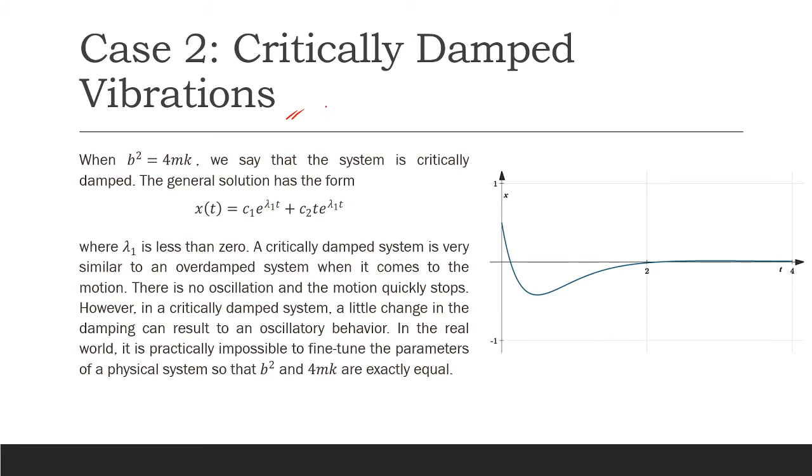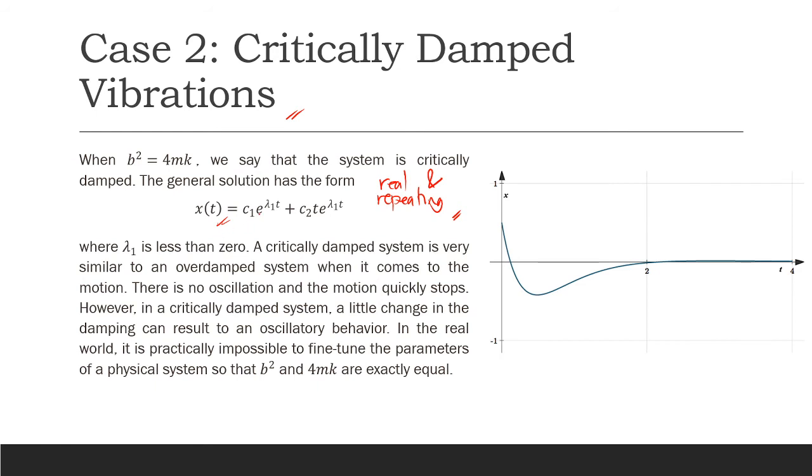When your vibrations are critically damped, this is when your B squared is equal to 4mk. In short, this is when your roots are real and repeating. This is also case 2 when we talk about second order linear differential equations. So your general solution is x of t is equal to C1 e raised to lambda 1 t plus C2 t e raised to lambda 1 t. Lambda 1 also, because they have the same lambda.